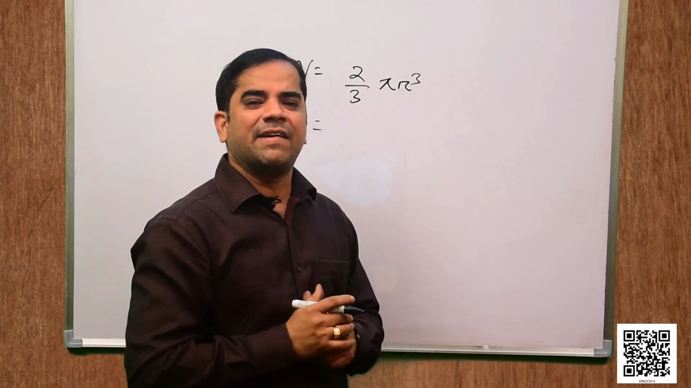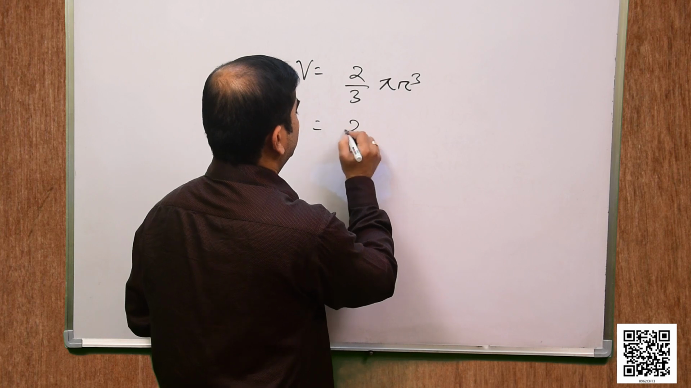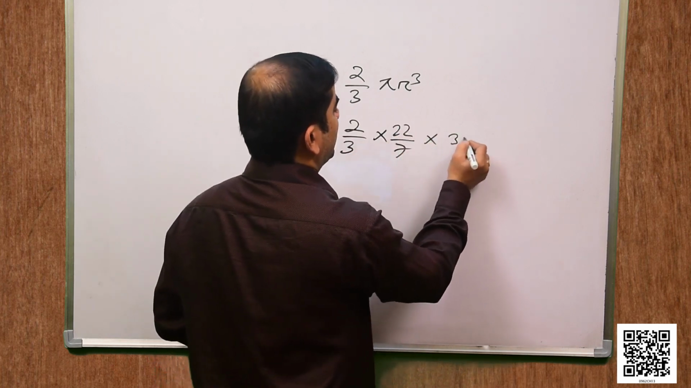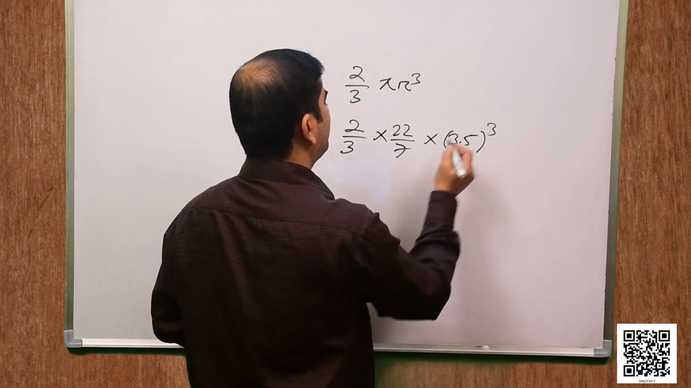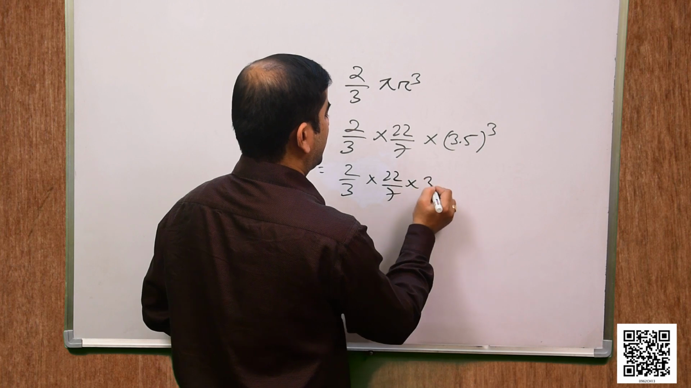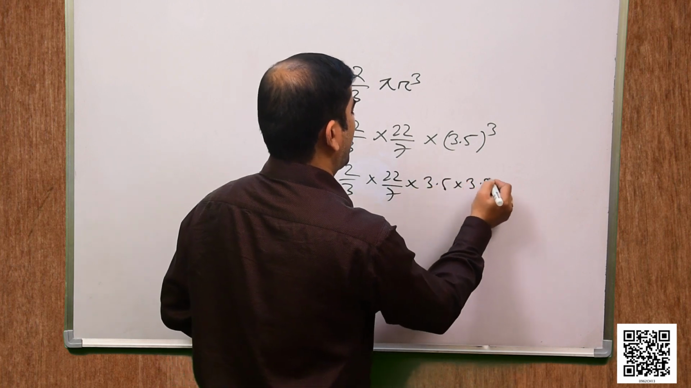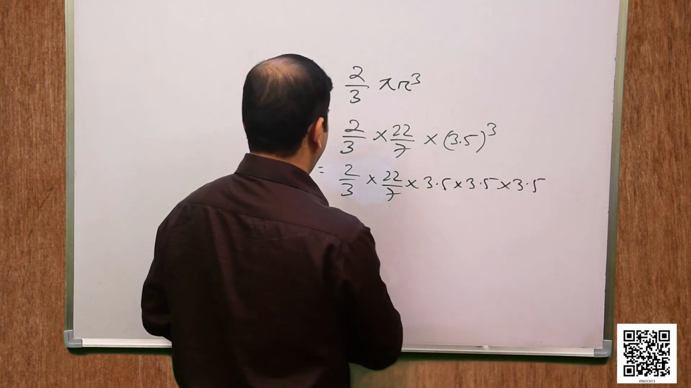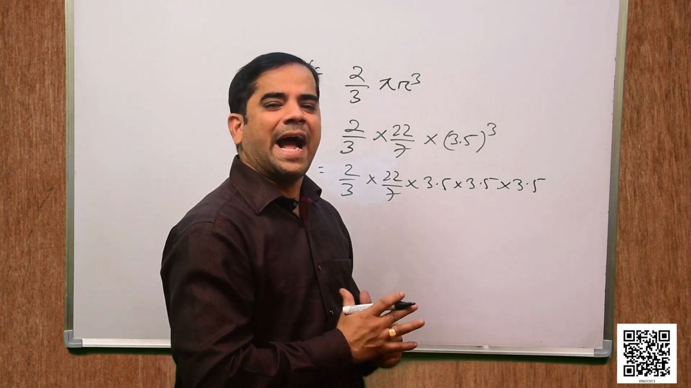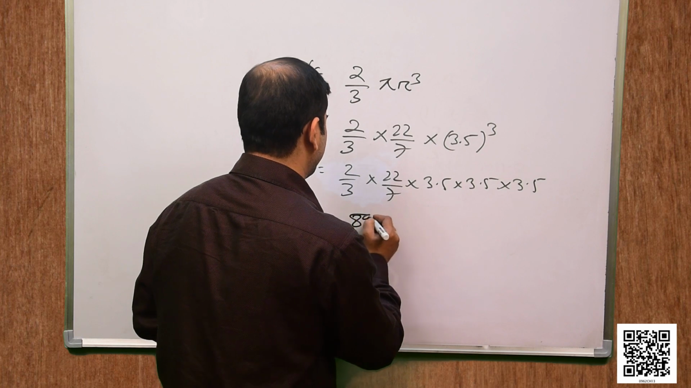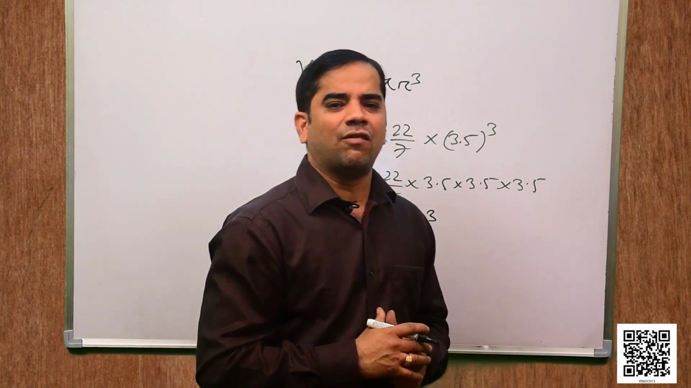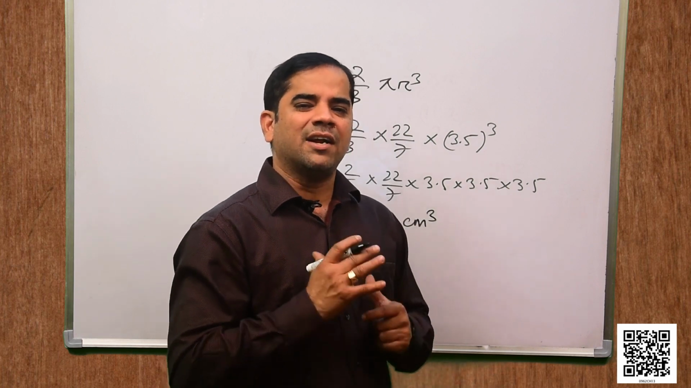So, volume will be 2 by 3 pi r cube. Here radius is given as 3.5 centimeter. So, this is equal to 2 by 3 into 22 by 7 into 3.5 cube, that is 2 by 3 into 22 by 7 into 3.5 into 3.5 into 3.5, and when we calculate, it will come up to 89.5 centimeter cube. So, this is the volume of water the bowl can contain.